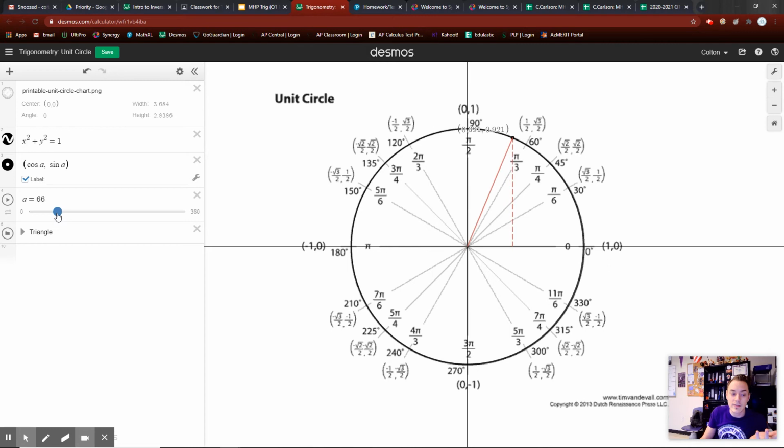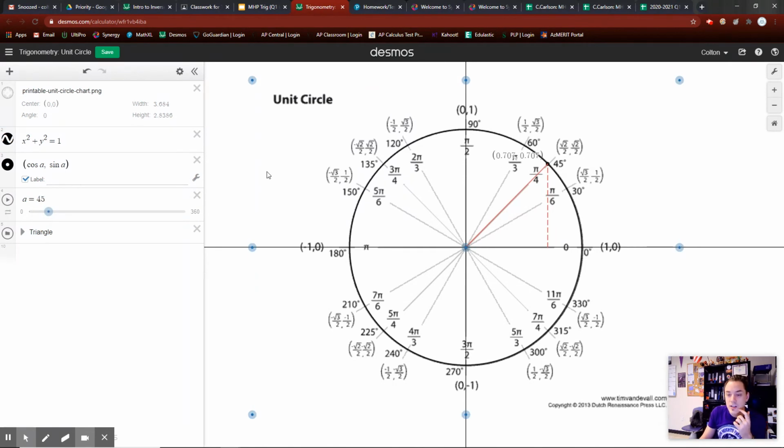Let's go to 45, 45 degree triangle. So right here. Oh my gosh. 45 degree triangle. Look what I did here. Look at that. Isn't that beautiful? Perfect line. Okay, it's straight perfect.